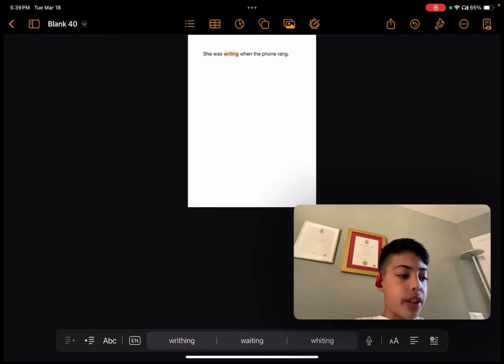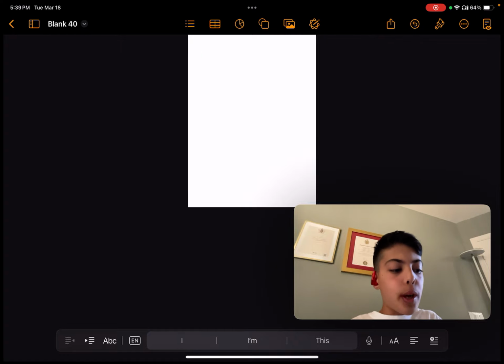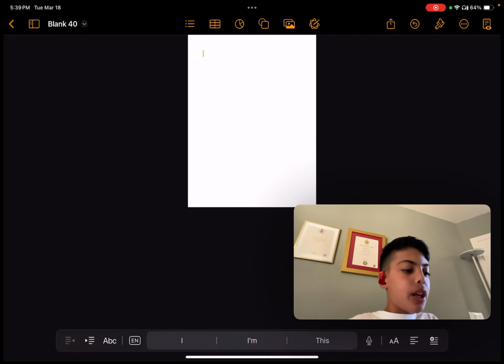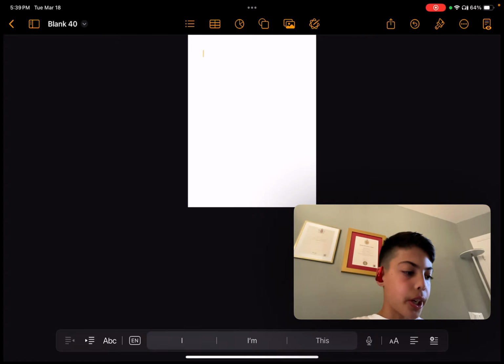And the future progressive tense describes an action that will be happening at a specific time in the future. It would be formed by the verb will be and the main verb with ing. So remember, it's always going to be will or going to in the future. Both of them work, so don't always look for will in the sentence. That could get you the wrong answer. Going to would also work.